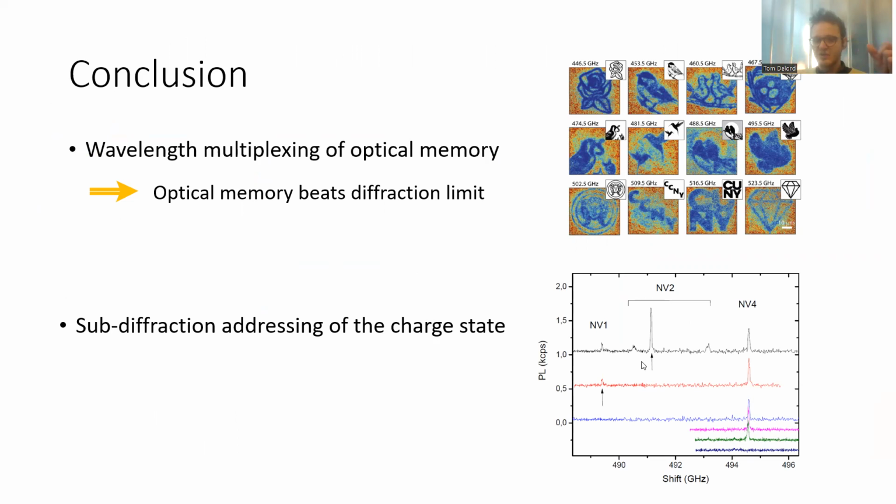Another thing that I've shown before is that we can have sub-diffraction addressing of the charge state in an NV cluster. And this is interesting for quantum information because the NV centers are very good spin qubits. However, it is hard to interface two qubits together. And having them very close to each other in a sub-diffraction volume could be one way to scale up quantum computing from a very good 1 bit to a few qubits situation.